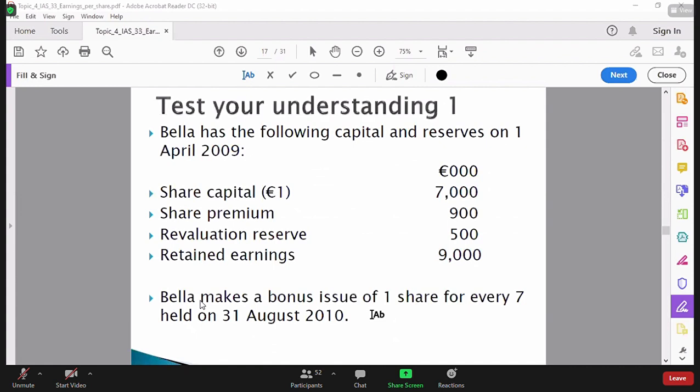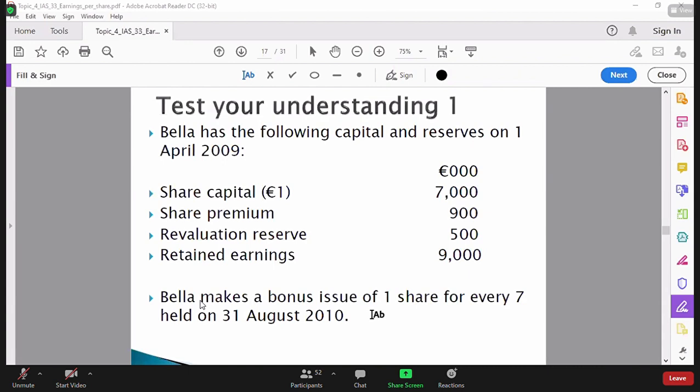Bella has the following capital and reserves on 1st April 2009. So you have the name of the company, Bella. As at 1st April 2009, the share capital is 7 million. Then you have share premium, revaluation reserve, and retained earnings. You have profit, which is 9 million.